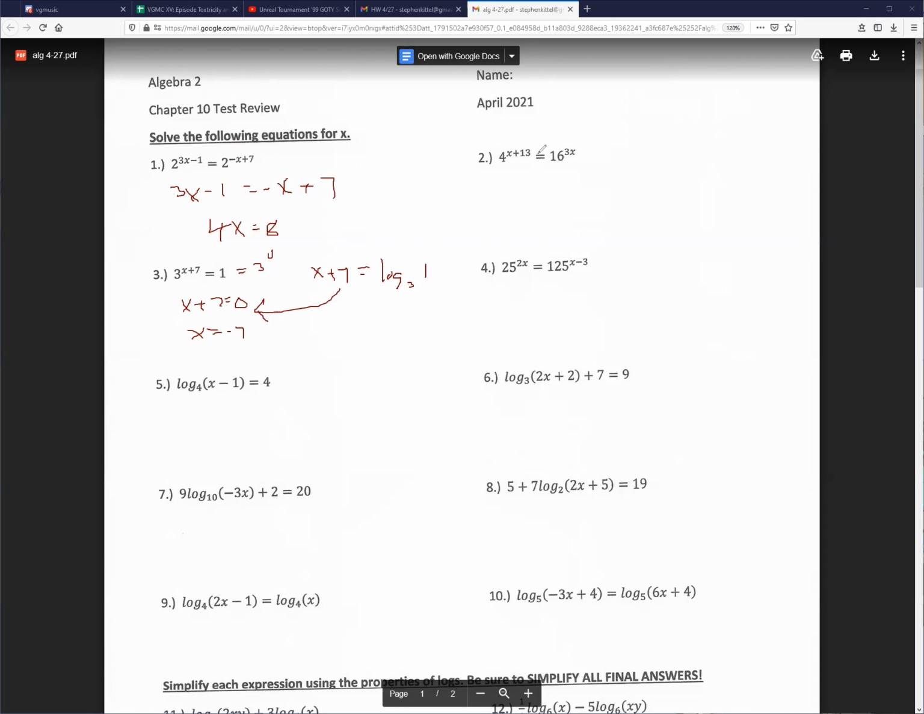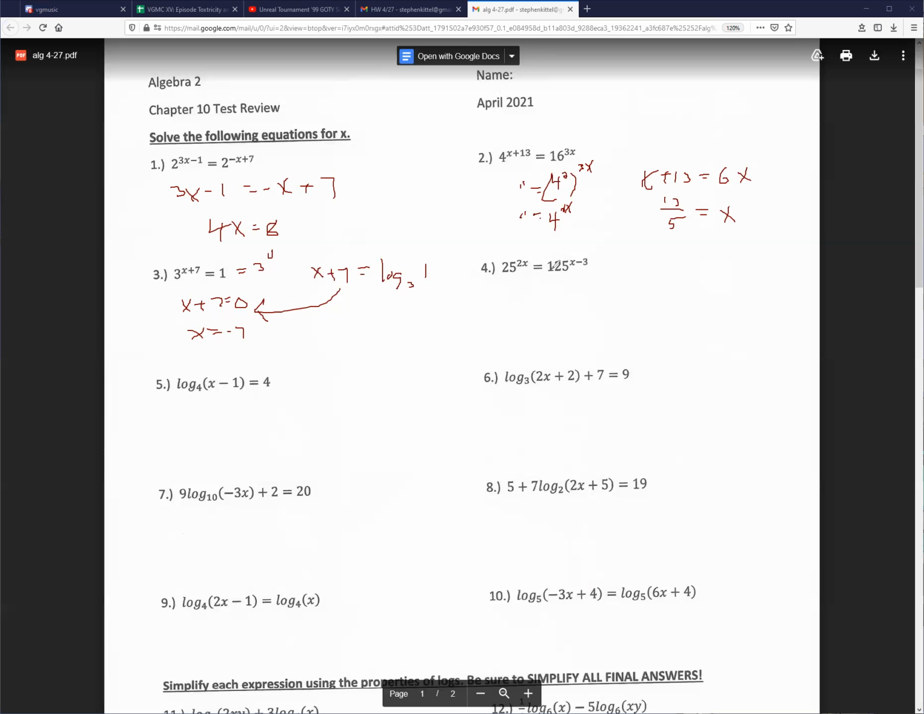I guess I should do the ones that are the same style, so we'll go to number 2. This was what I referred to as a type 1 exponential, so this is 4 squared to the 3x, which is 4 to the 6x is equal to the other stuff. So x plus 13 is equal to 6x. So x is equal to 13 over 5, I think, if I didn't screw that up.